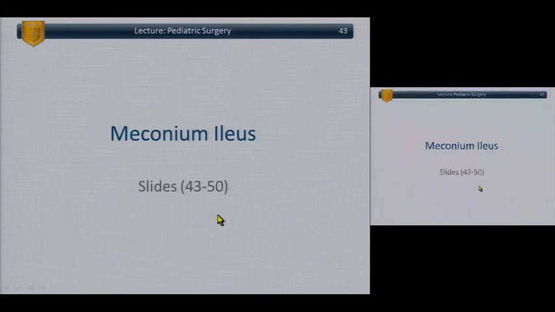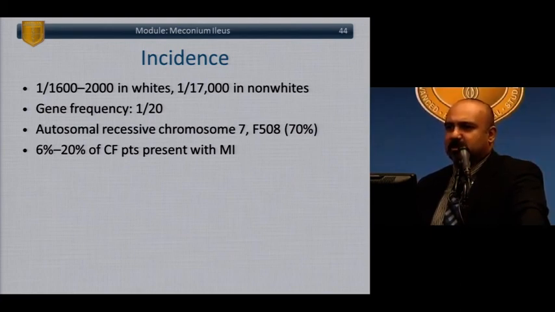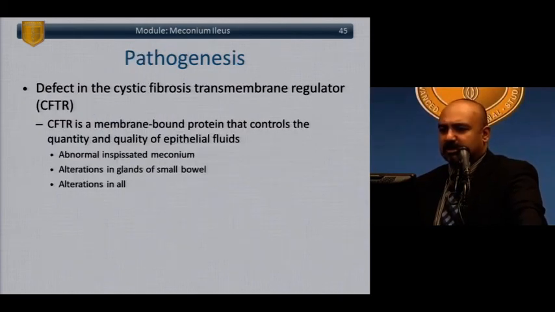Meconium ileus. This is with the cystic fibrosis patients. This is another distal small bowel obstruction, so you'll get abdominal distension as well as bilious emesis. Cystic fibrosis gene frequency is about 1 in 20 for carriers. It's an autosomal recessive, so both mom and dad have to be carriers to get a patient that actually has cystic fibrosis. 6 to 20% of the patients will present with meconium ileus. So it's the main GI presentation for cystic fibrosis.